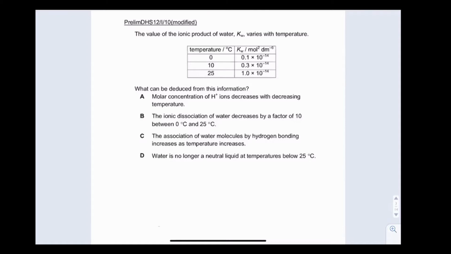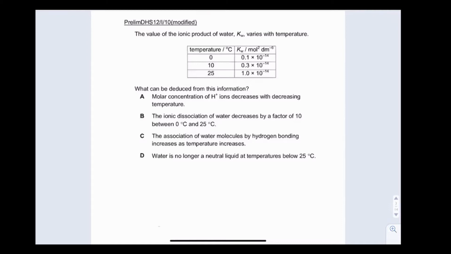The value of the ionic product of water, Kw, varies with temperature. What can be deduced from this information? Let's look at statement A first. Molar concentration of H plus ions decreases with decreasing temperature.